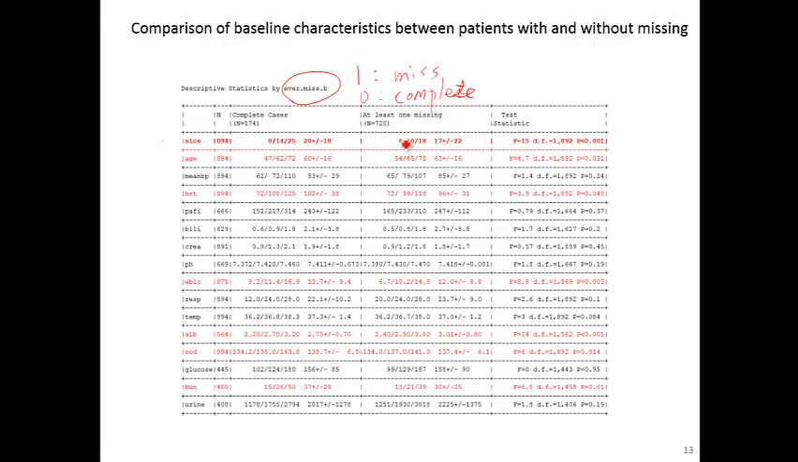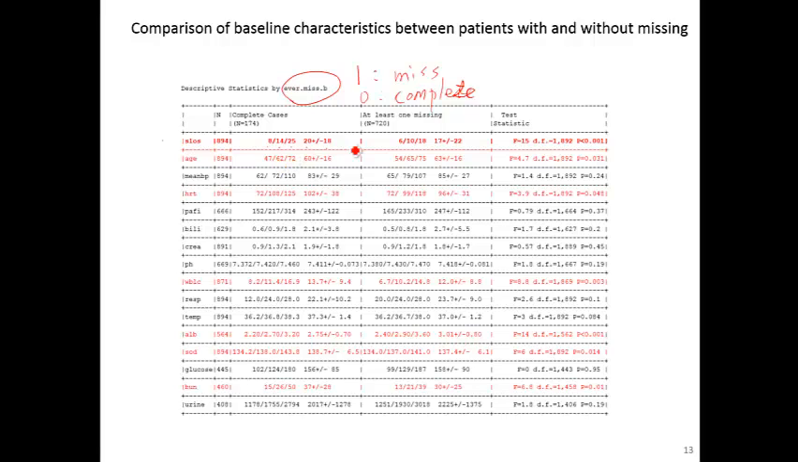You can see that a person who has at least one missing tends to have a shorter hospital length of stay than a person without missing. This is the median value, this is the interquartile range, and this is the mean value plus or minus standard deviation. For age, in persons with missing, the mean age is 63 and the median is 65. In persons without missing, the mean age is 60 and the median age is 62. So the younger the patient, the more complete data they have.